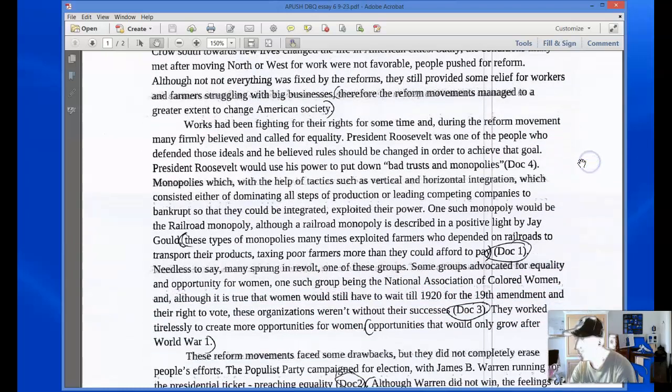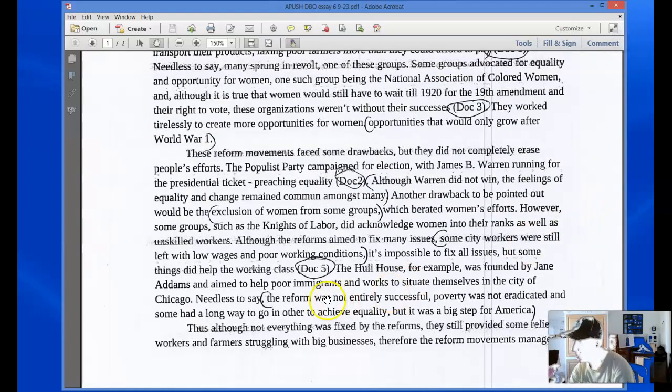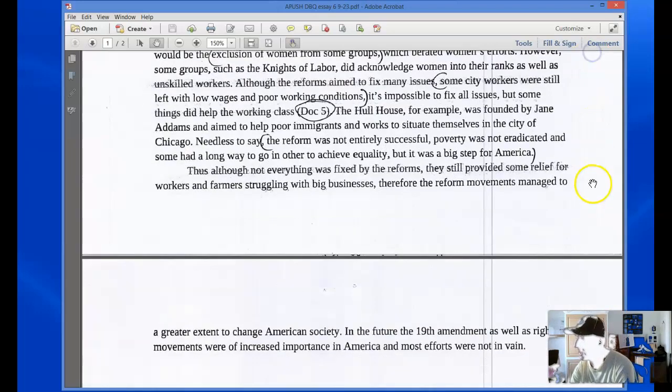Then, did they use documents? It says document 4 they used, document 1, document 3, document 2. So they mentioned at least 4 documents, right? There's another point, even if I don't know how they mentioned them yet. Oh, they mentioned doc 5. So I can go back down and check 5. I can check those boxes and see that they mentioned them in the essay.